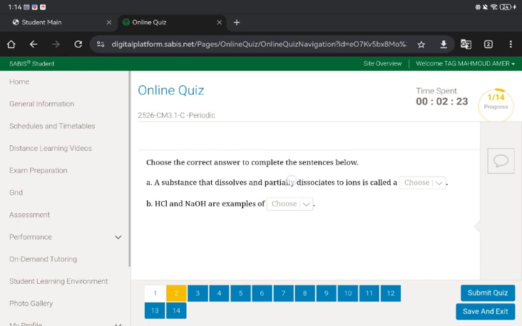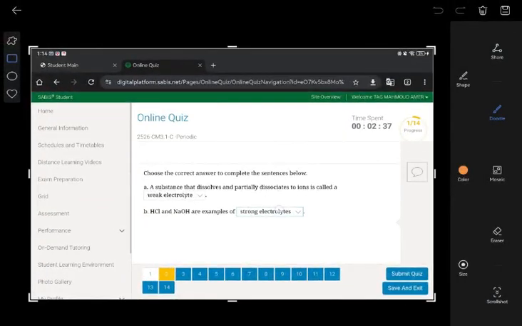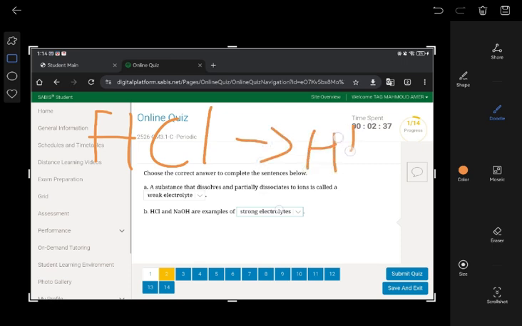A substance that dissolves partially, it partially disassociates. So it's a weak electrolyte, and these two are strong electrolytes. You have to memorize which ones are weak and which ones are strong. The easiest way you can tell is when you see the equation, if it has one arrow, it's strong, because it doesn't go back, it fully disassociates.